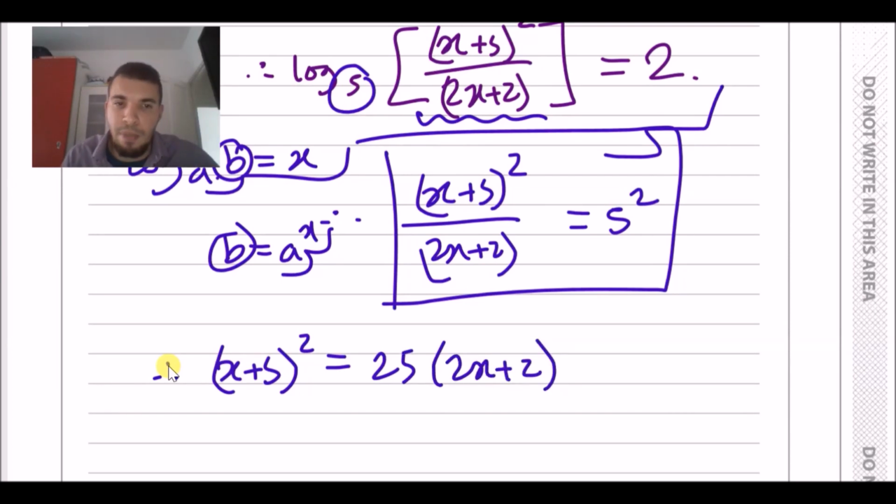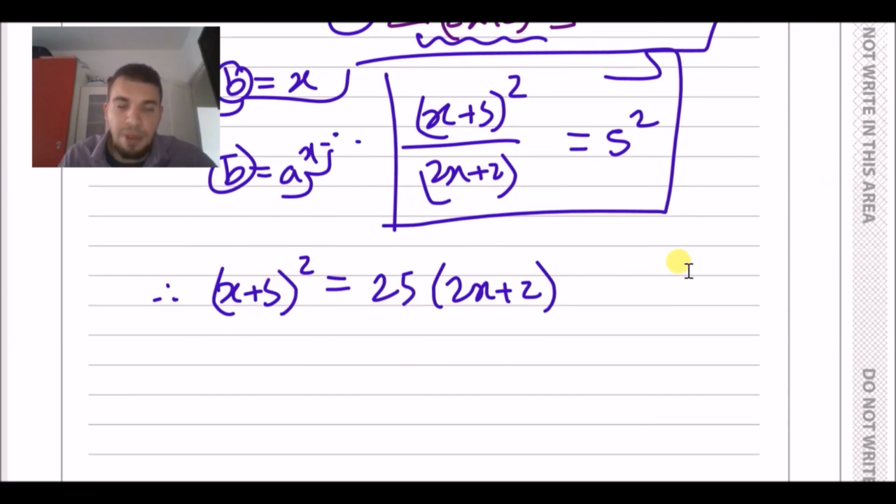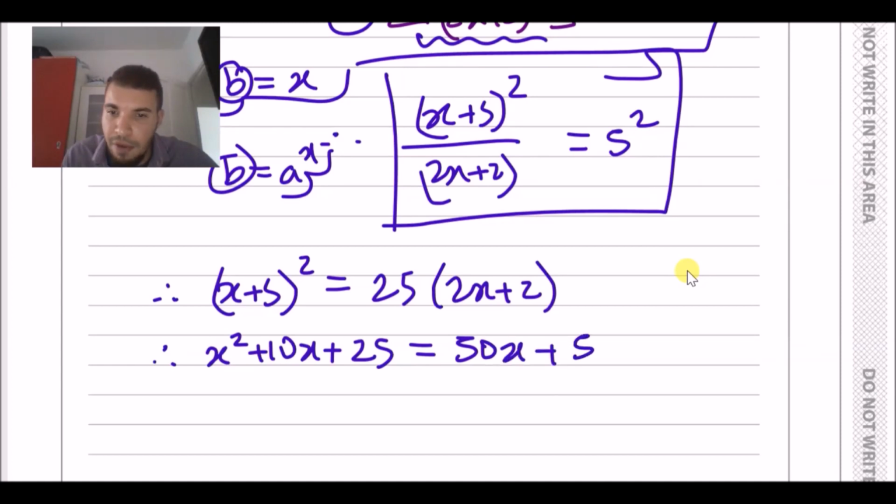Let's go ahead and expand both sides of the brackets, yeah? So x plus 5 squared, that's just literally x plus 5 times x plus 5. I'm going to assume you guys are comfortable with it. When you multiply out, you're going to get x squared plus 10x plus 25 equals. And on the right side, 25 times everything inside gives us 50x plus 50.